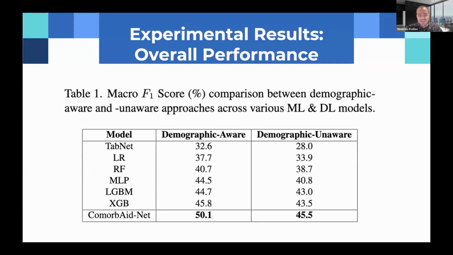And the last one is that, as I said, TabNet had the worst performance. Then the random forest and the MLP had mid-level performance. And as expected, generally the boosting methods had the best performance. Below, however, the performance of our model.